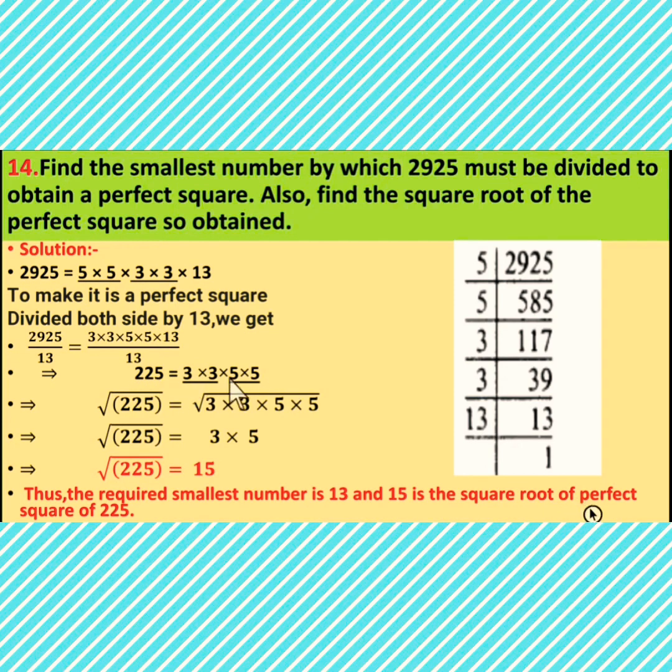Now take the square root on both sides. So we get the square root of 225 equal to the square root of 3 into 3 into 5 into 5. So from each pair only one number comes out of the square root. In the pair of 3, 3 comes out. In the pair of 5, 5 comes out. So 5 times 3 is 15. The square root of 225 is 15. So the smallest number is 13, by which we have to divide the given number, and 15 is the square root of the perfect square number 225.